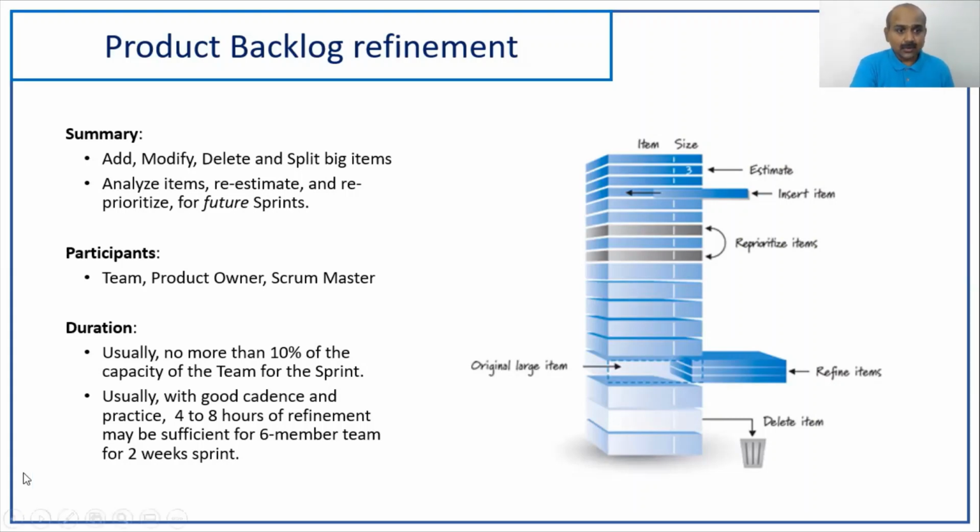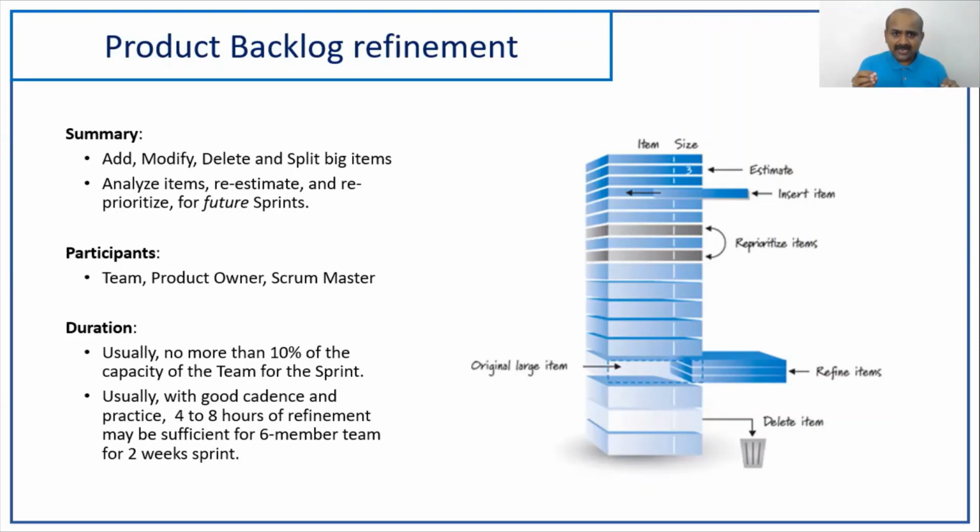Okay, next. Now, what's the duration? Generally, 10% of the capacity that is reserved for the sprint. We should not cross more than 10% of the capacity, right? So usually for a 6-member team, 4 to 8 hours of time is needed. And it's a very important activity. Whatever time we plan for this product backlog grooming session, we deduct those hours from the team's capacity so that stories are not planned for this time, and people are focused on this particular thing.